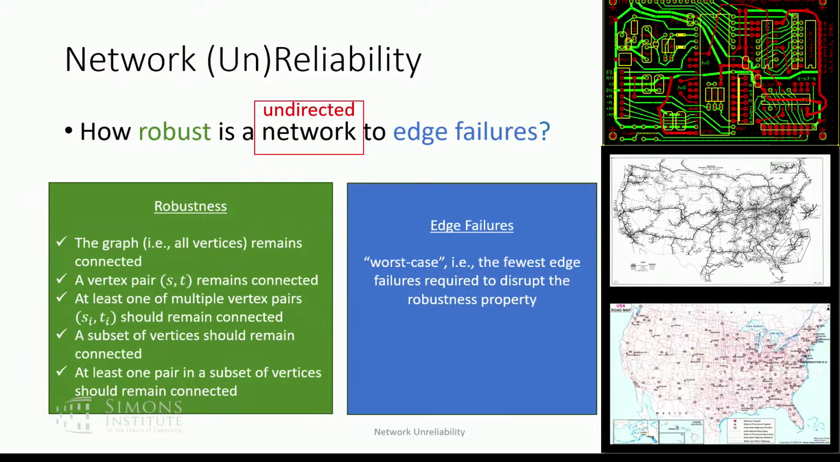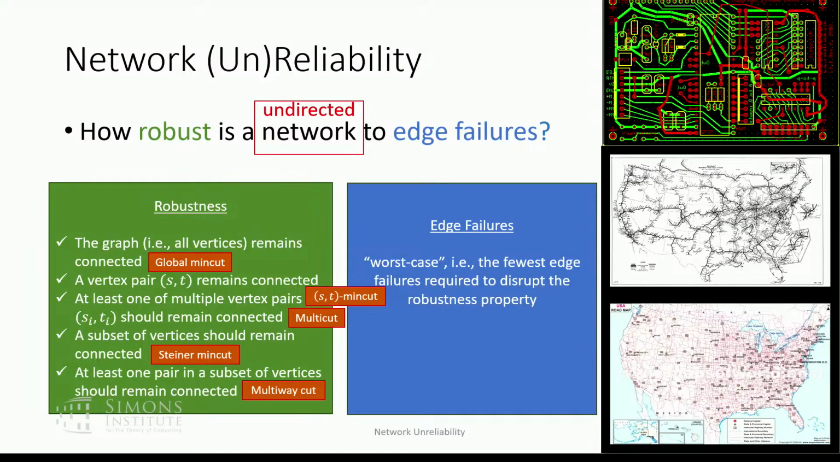Okay. So let's take an example. Let's take the first robustness property. It says that a graph, i.e. all the vertices of the graph, remains connected. Okay. That is a very basic property I might want of my network. And I want that property to be preserved under edge failures. So if I look at the global min-cut problem, what that's asking is, what's the minimum number of worst case failures that will disrupt that property? What's the minimum number of edges that I need to take out in a worst case sense until the network gets disconnected?